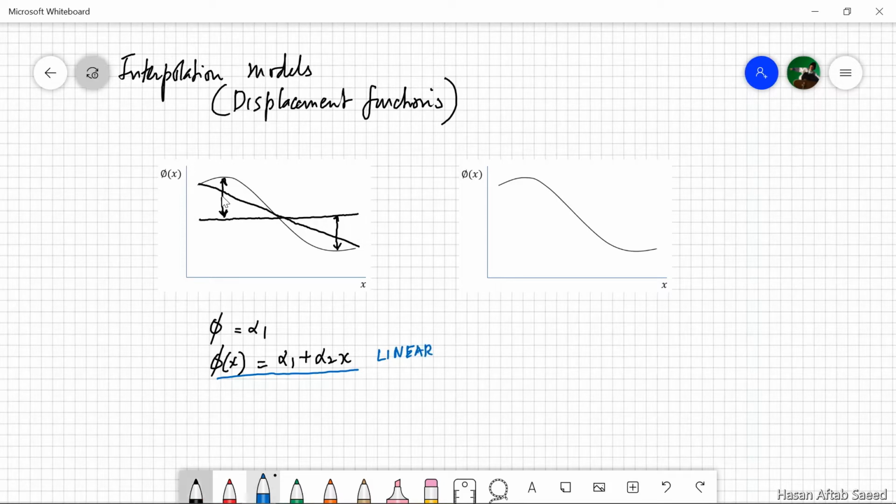This was constant. Now the error, by the use of maximum error, has reduced quite a lot. Now we could of course go one step further and assume that the function is a quadratic function, that is alpha 1 plus alpha 2x plus alpha 3x square.